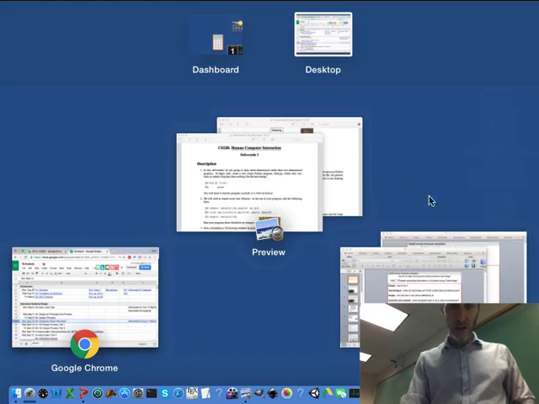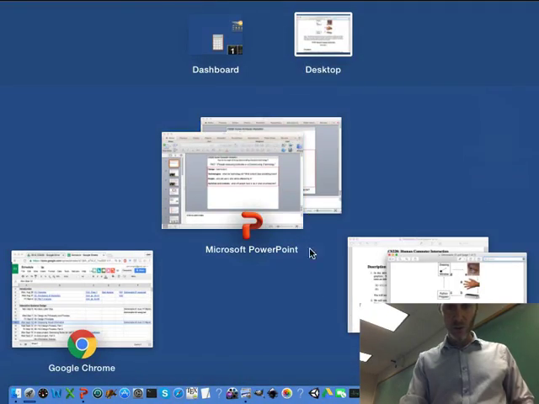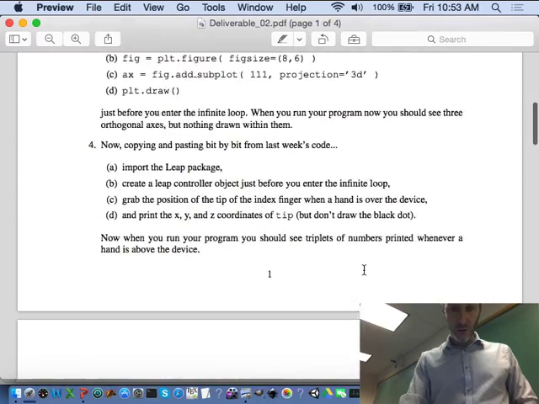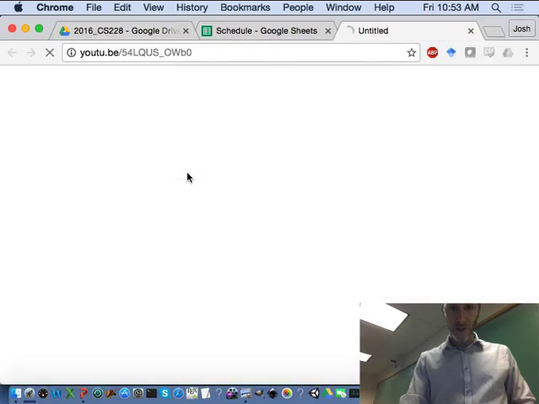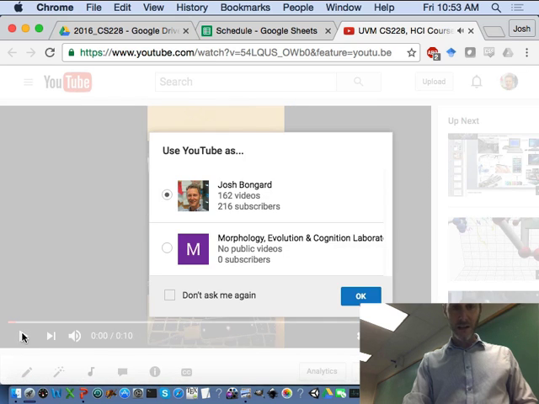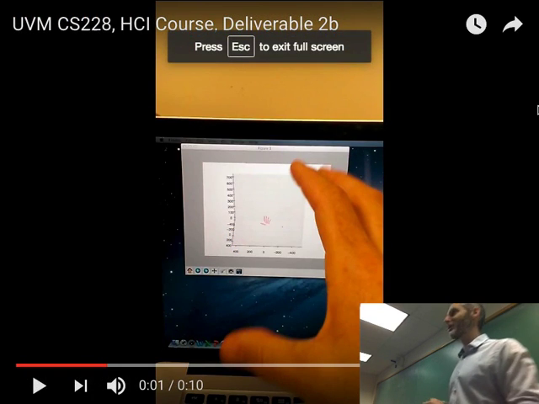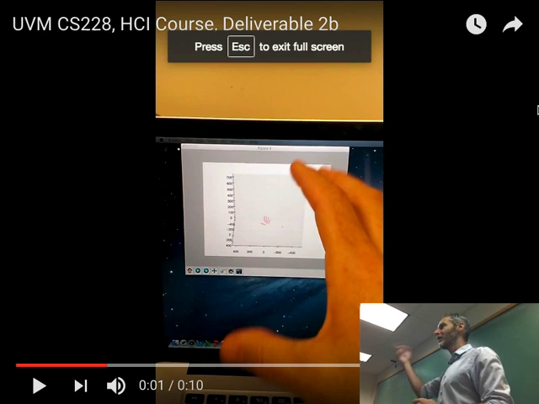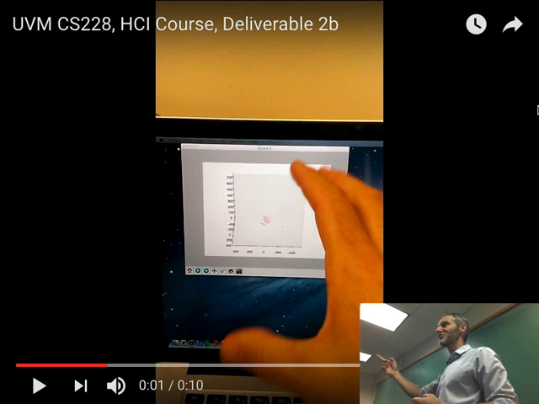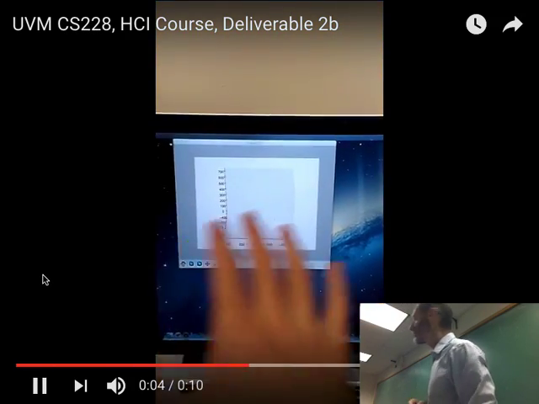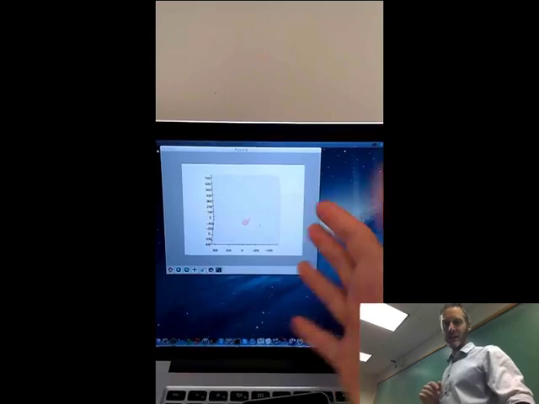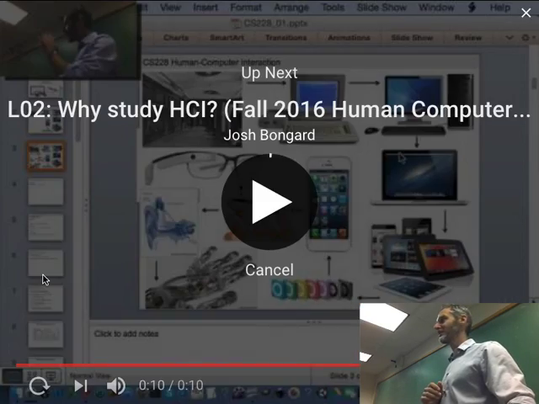Okay. So let's talk about deliverable 2. Let me find the screenshot here. Let me find the video. In deliverable 2, you will be translating your 2D visualization into a 3D visualization. We're still going to be using the interactive real-time matplotlib visualization, but instead of drawing a 2D plot, it's going to be drawing, hopefully in real time, a 3D plot, and you'll be able to draw your hand in 3D in real time by the end of deliverable 2.